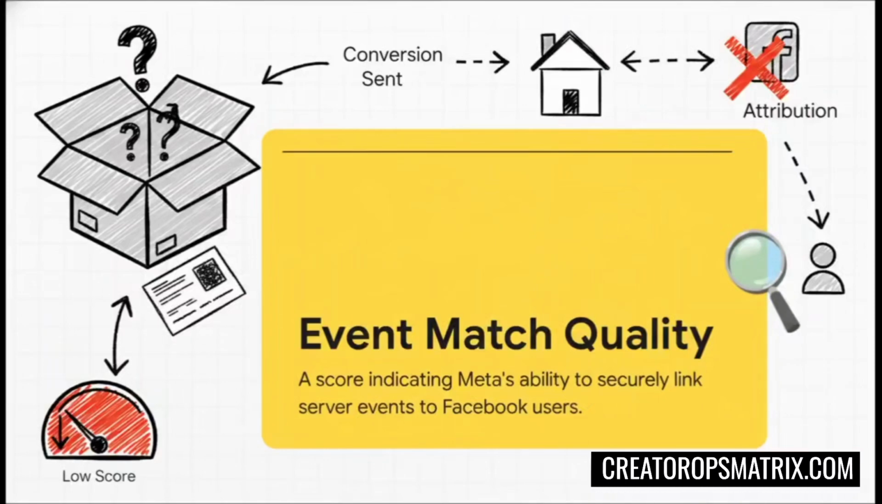It's kind of like trying to deliver a package without a zip code. You know the package was sent, that's your conversion, but Meta doesn't know exactly which user's house to drop the attribution credit at. And this happens almost exclusively because of missing or improperly formatted data.